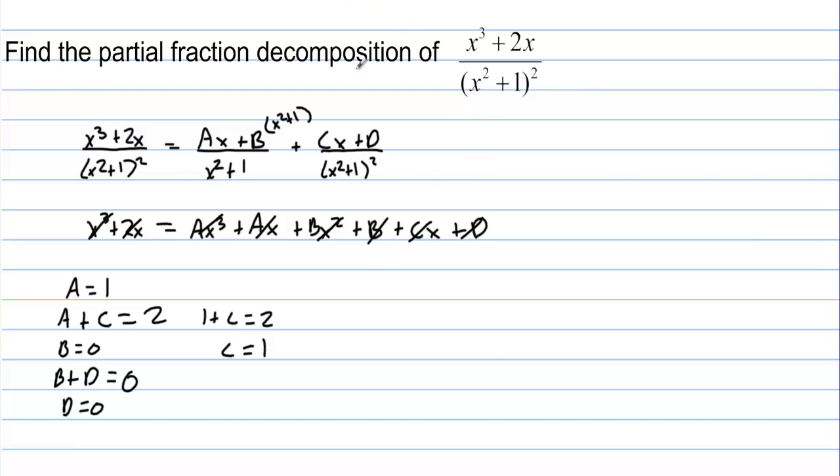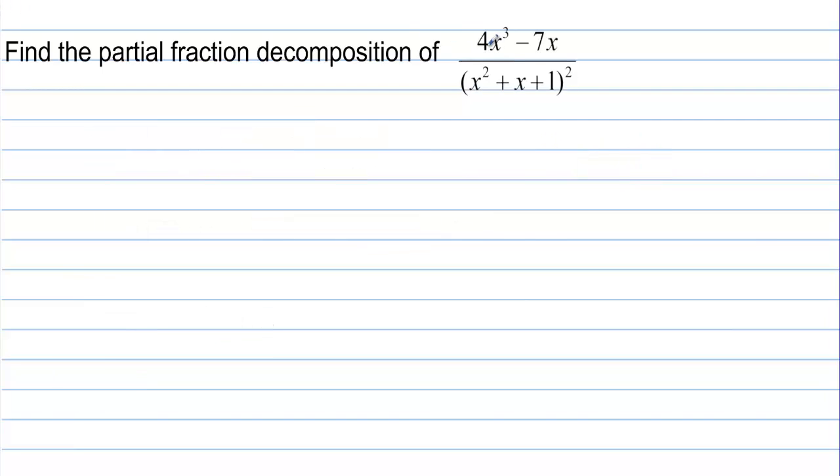Well, now we can write the answer. A is 1. We have x. B is 0, so x over x squared plus 1. And then plus c is 1 as well. That's going to be 1 over x squared plus 1 squared, because the d is 0 as well.